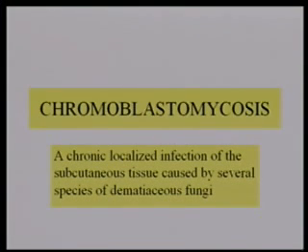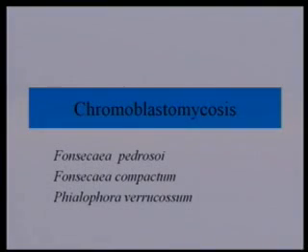The chromomycosis usually occur more commonly in warmer climates, like South Carolina, Florida, Louisiana, and in the Latin American countries and Africa. It's a chronic localized infection in the subcutaneous tissues. And several species are dermatiaceous. Dermatiaceous means they're black. They have a black pigment in the fungus itself that makes it easy to visualize.